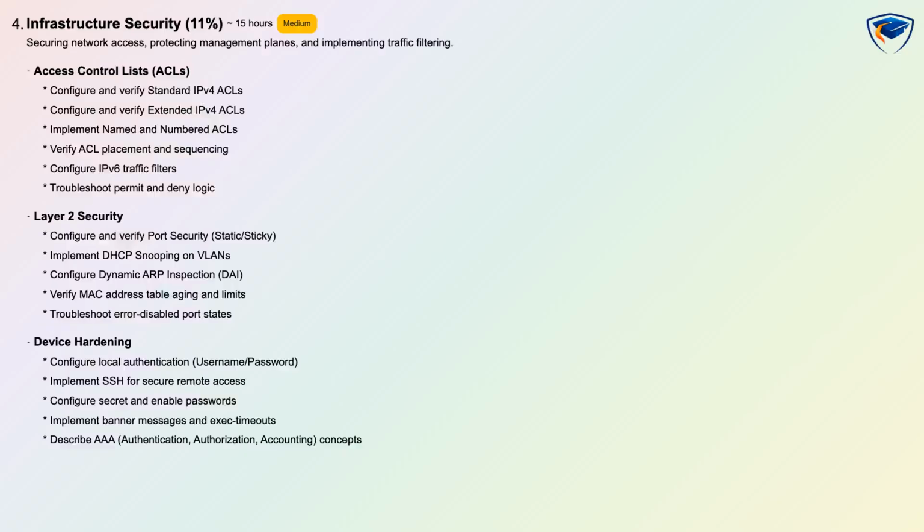Infrastructure security accounts for 11% of the exam, is medium difficulty, and recommends roughly 15 hours of study with hands-on tasks. The domain teaches how to secure network access and protect management planes using ACLs, Layer 2 security features, and device hardening. You will configure standard and extended IPv4 ACLs and IPv6 filters, implement port security, DHCP snooping and dynamic ARP inspection, and harden devices with local authentication, SSH, secure passwords, exec timeouts, and an understanding of AAA concepts.